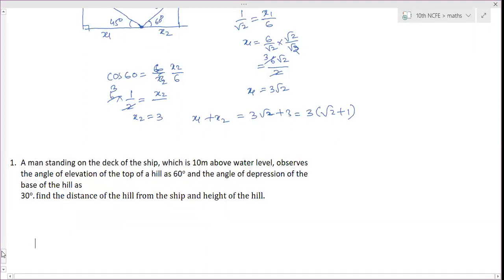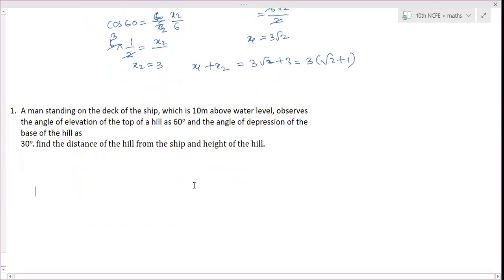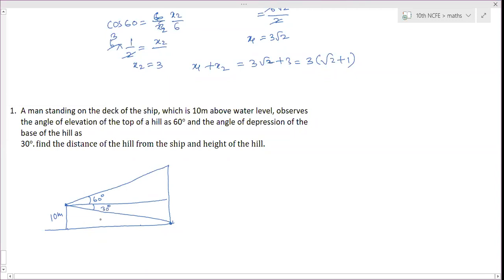A man is standing on the deck of a ship, which is 10 meter above water level, and observes the angle of elevation of the top of a hill. So he is on the ship which is 10 meter above, and the hill is there. So that is a seashore. So here will be the hill. From this point, the angle of elevation of the top of the hill is 60 degrees, and the angle of depression of the foot of the hill, here is the foot of the hill, is 30 degrees.